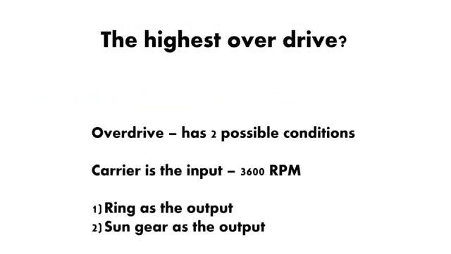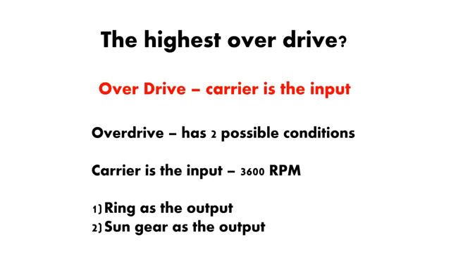So let's see how we're going to figure that out. We're being asked for the highest overdrive. When you think of the highest overdrive, there are two possible conditions, with the carrier as the input at 3600 RPM, that's our given. The first is that the ring can be the output, and the second is that the sun gear can be the output.